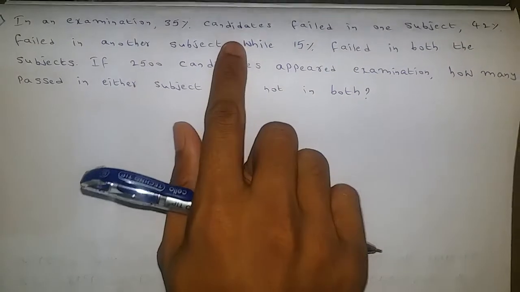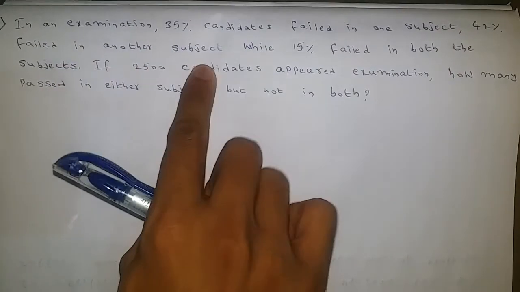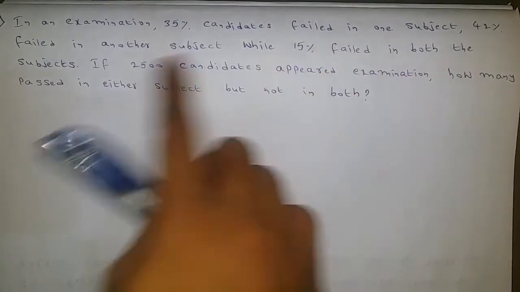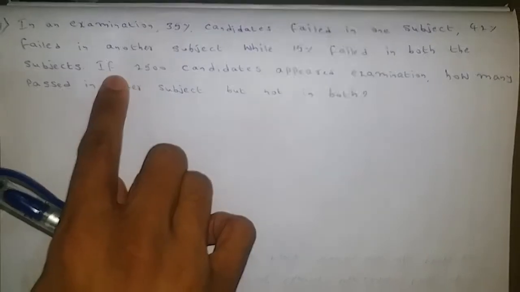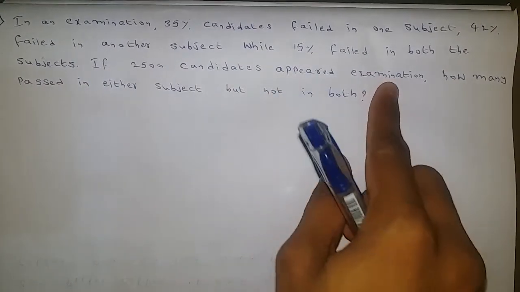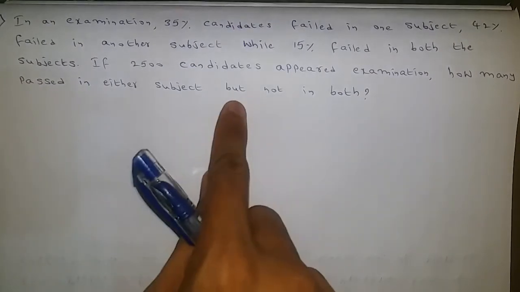Okay, now look at the question. In an examination, 35% candidates failed in one subject, 42% failed in another subject, while 15% failed in both the subjects. If 2500 candidates appeared in the examination, then how many passed in either subject but not in both?